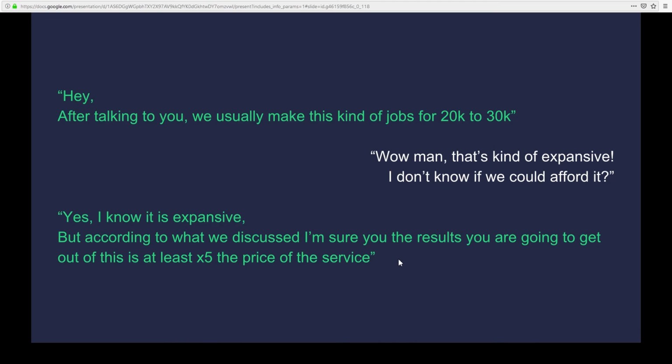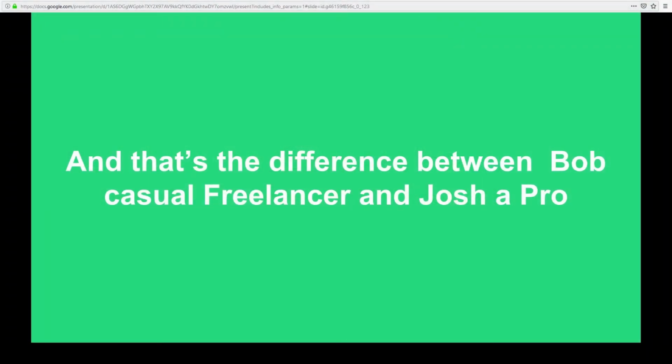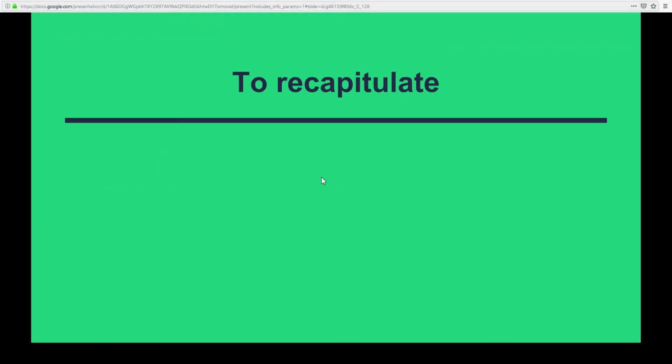So that's how we managed to go from a service like this. For the same service, we were able to go from 500, 1,000 to five figures, 15,000, 20,000, 30,000, and stuff like that. So it's key to know the problem of the client and to talk to them, so they know how much you could give them out of your services. And that's basically the difference between Bob, a casual freelancer, and Josh, a pro.